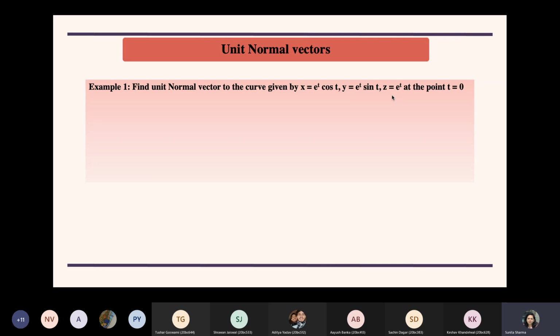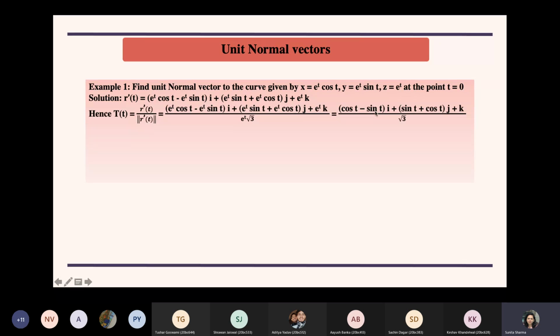Once you've substituted t as 0 or whatever value, you cannot use that expression. You have to take the expression of T, the unit tangent vector, which is in terms of the parameter t. So you will have to use this expression and not the final one where you have already substituted t equals 0, because then your derivative will also be 0. So you will use this. Then you are going to find T dash(t) and its norm.